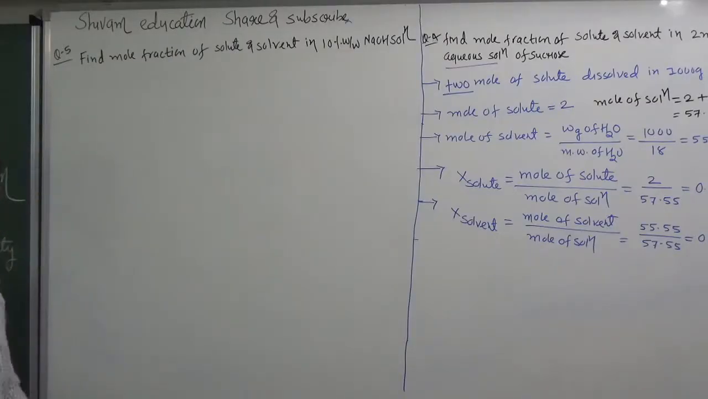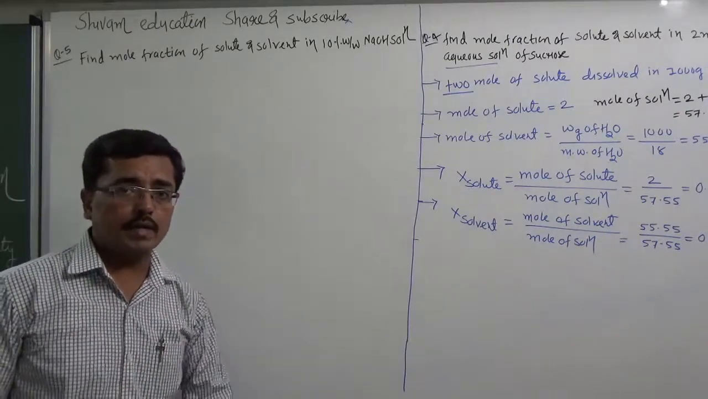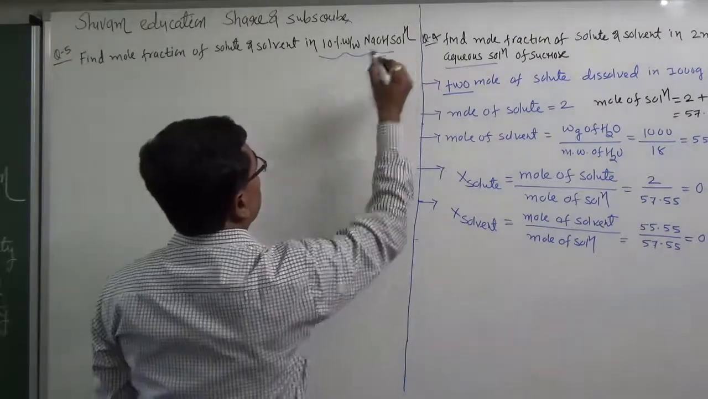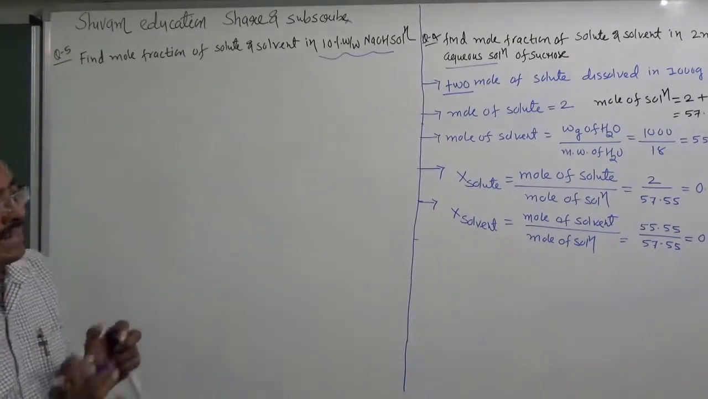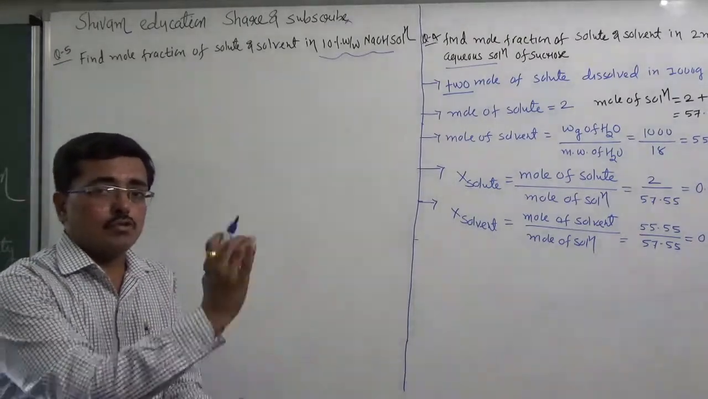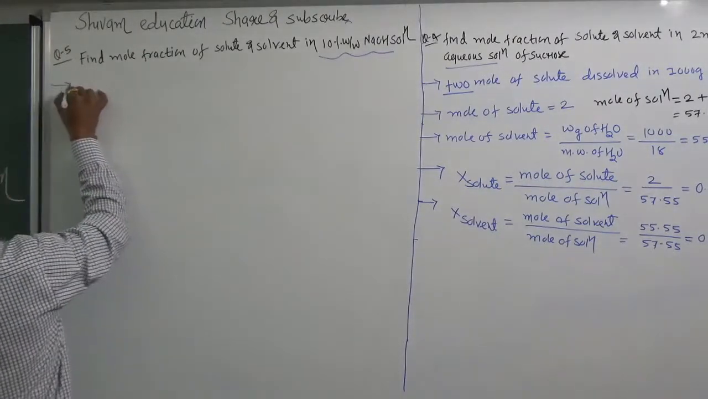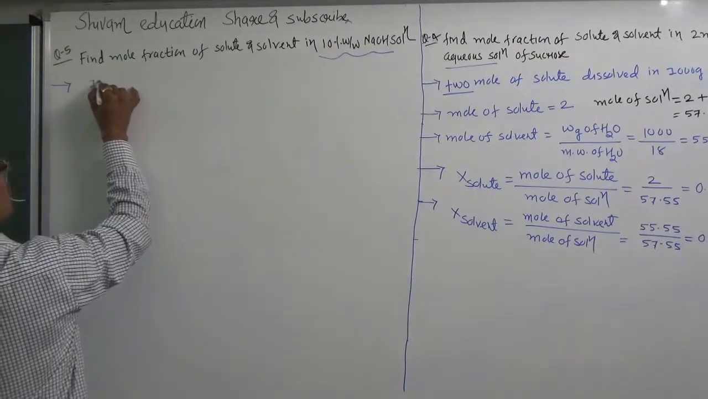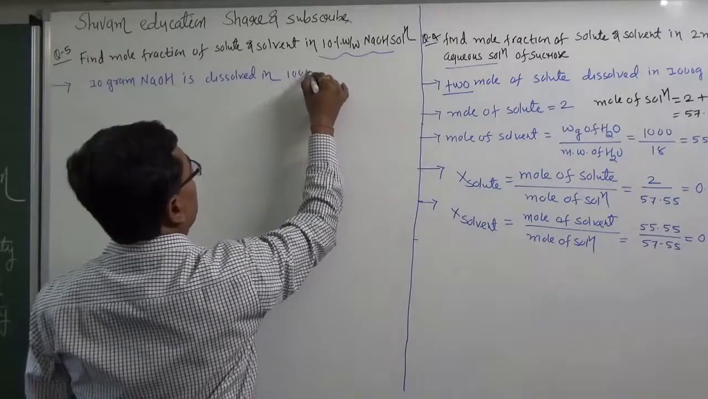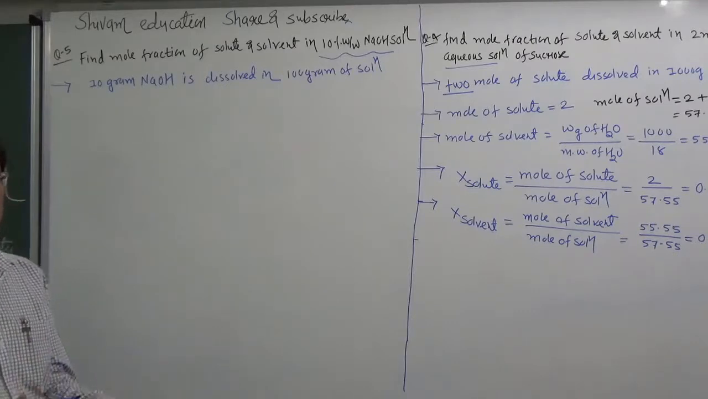Now question number 5 for you. Find mole fraction of solute and solvent in 10% weight by weight NaOH solution. Now to find these, a little new thing is given to you. Now you know very well 10% weight by weight NaOH solution means 10 gram solute is present in 100 gram solution. So we can write the meaning of 10% weight by weight solution: 10 gram NaOH is dissolved in 100 gram of solution. So now from this you will get the weight in gram of solute and weight in gram of solvent.